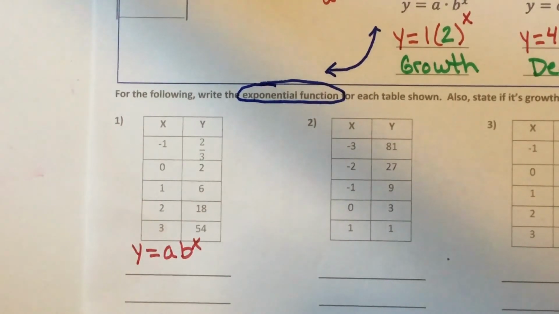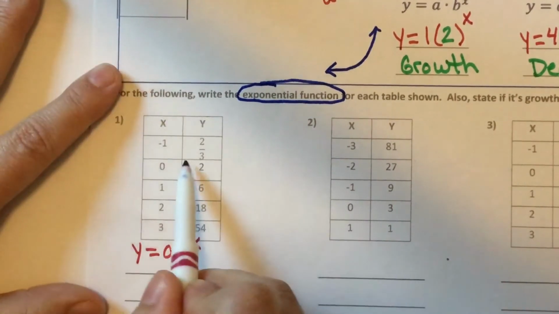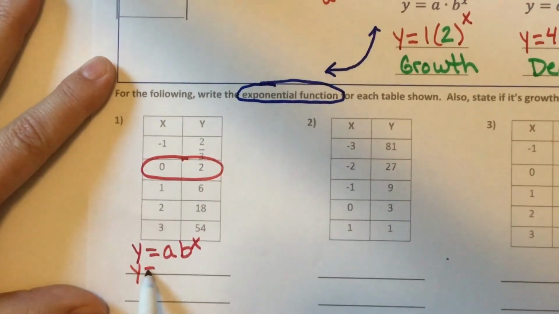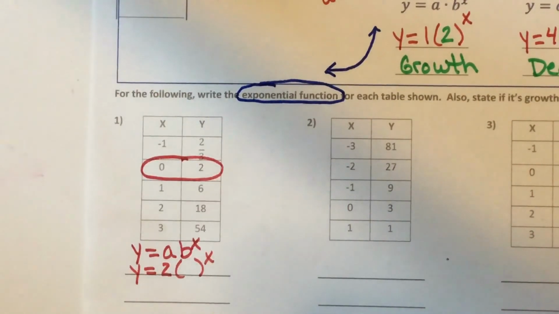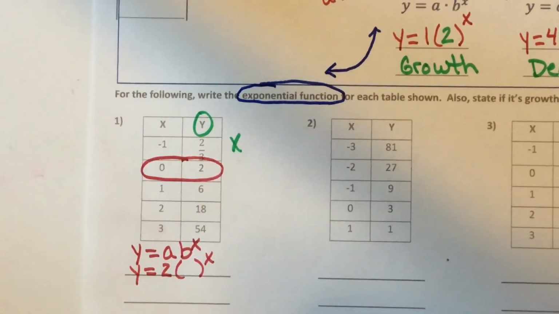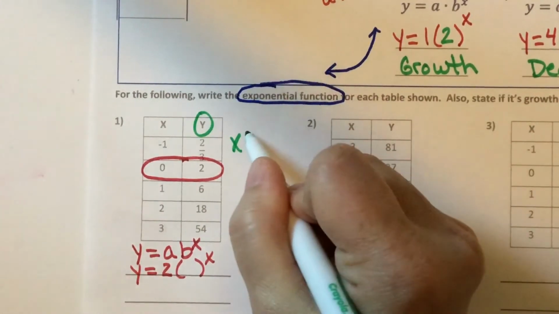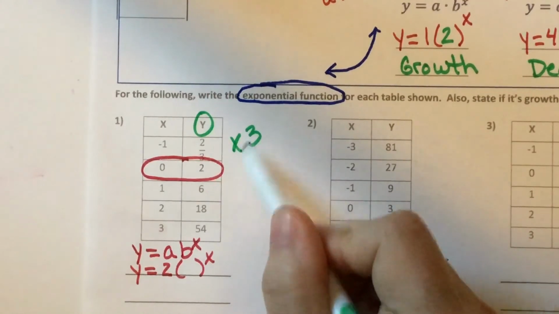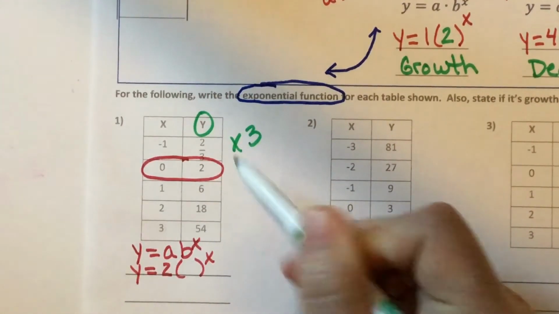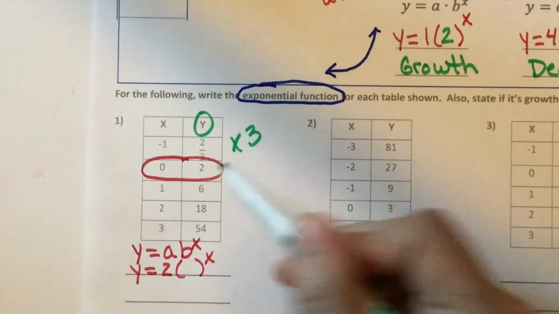So do you see the A in the table? It's a 2. This is the y-intercept. So it's going to be y equals 2. Now we need to find our B. Can you tell what the y's are multiplying by the whole way through the chart? They're multiplying by 3. 2 times 3 is 6. 6 times 3 is 18. 18 times 3 is 54. And if you take 2/3 times 3, that's 2.